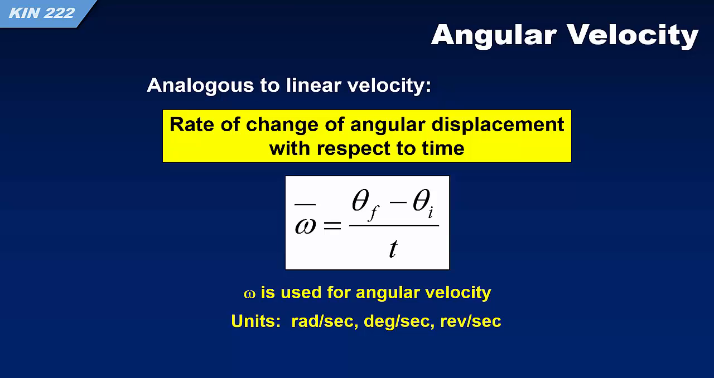And so we've got the formula down there where the average angular velocity is the change in displacement. That's the final angular displacement minus the initial angular displacement over the time. And in this course, we're going to use theta for angular displacement, but we're going to use omega, the Greek letter omega, which looks like that squirrely W. That's omega, and we're going to use that for angular velocity. Typically, the units for angular velocity could be radians per second and degrees per second. Those are the two most common. And sometimes we use revolutions per second as well. And we'll use an example of that a little bit later on.